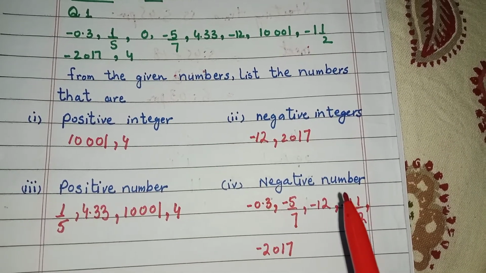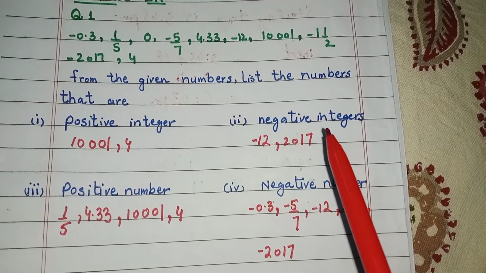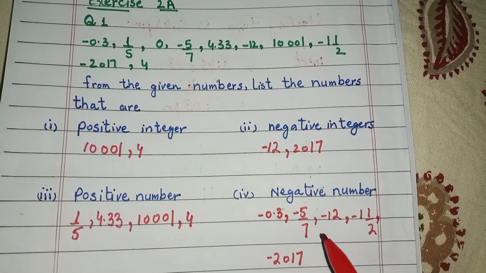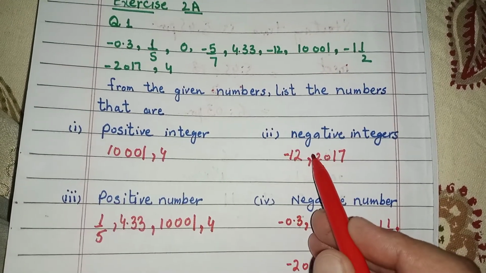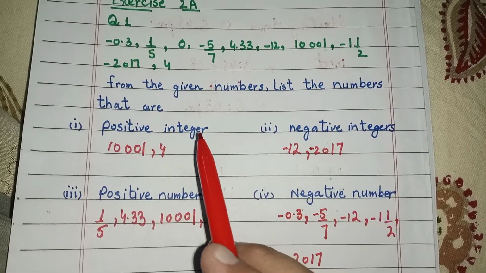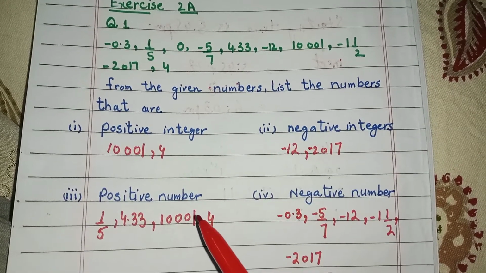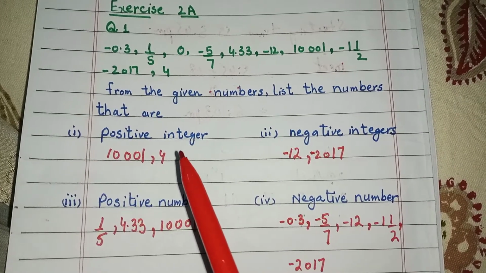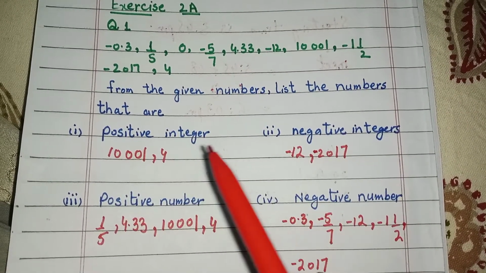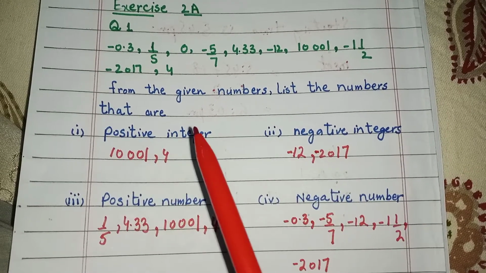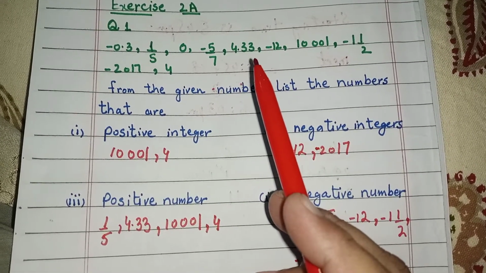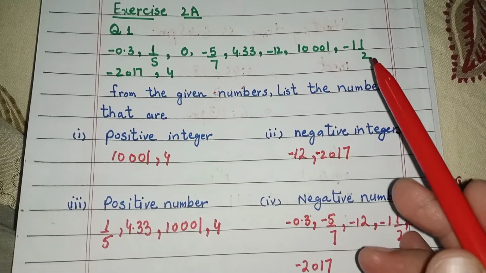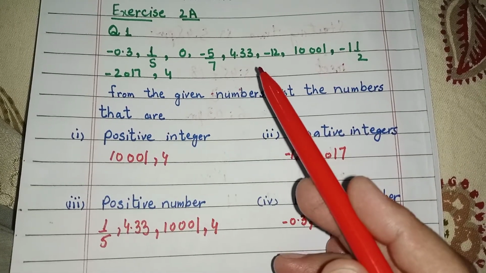Dear student, here I teach you one thing. Every negative integer is a negative number, but every negative number is not a negative integer. Similarly, every positive integer is a positive number, but every positive number is not a positive integer. Integers have just plus and minus signs with them, but no fractional part or decimal part. They can't be written in the form of 1 by 5, minus 1 over 2 and 4.33.